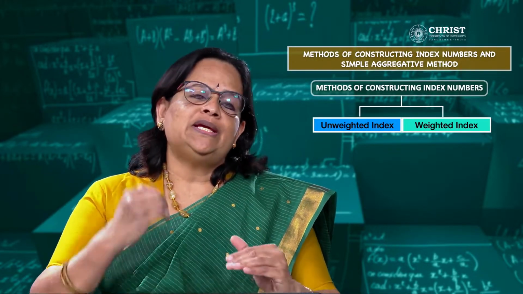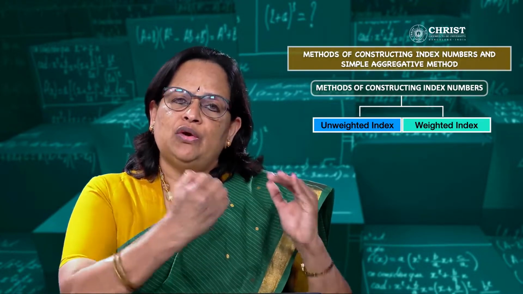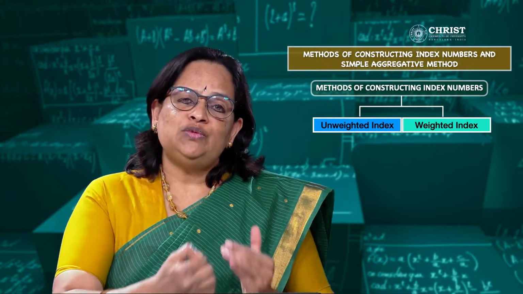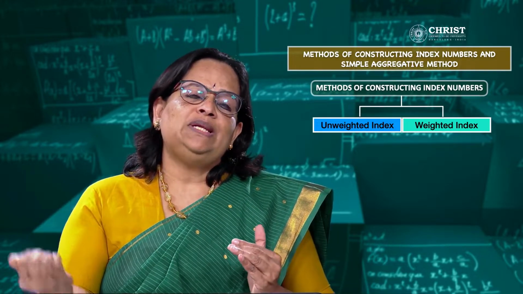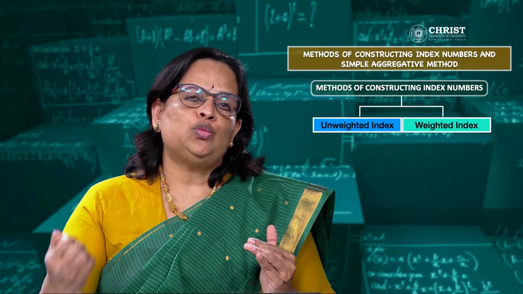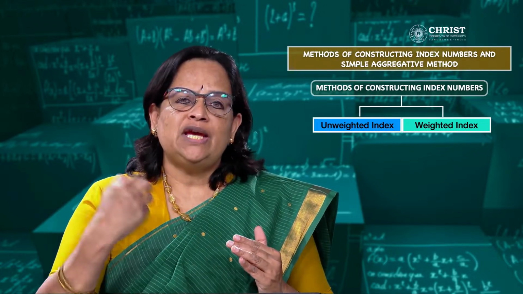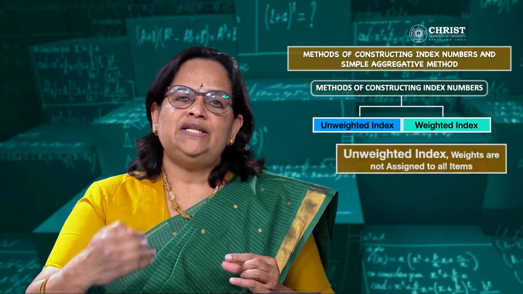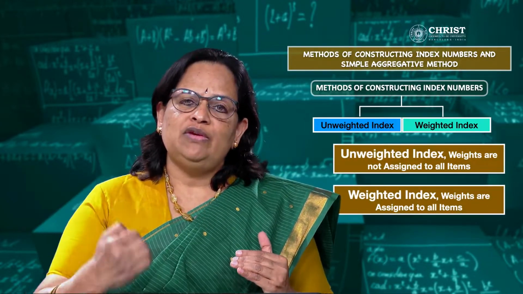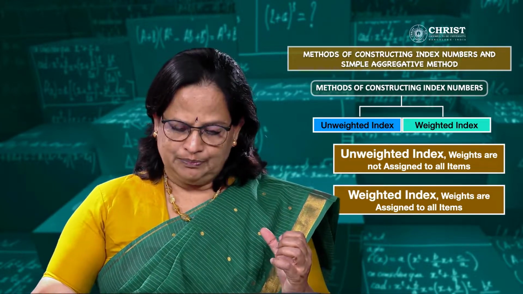Whereas weighted means, as I explained with the food index, we will be giving weights to the items. For North Indian families we give weight 2 to wheat and weight 1 to rice. For South Indian families it's just the reverse: rice gets weight 2 and wheat gets weight 1. So this is the process of weighting. There are two methods, unweighted index and weighted index. In an unweighted index, weights are not assigned to items, whereas in a weighted index we give weights to all items based on their importance.